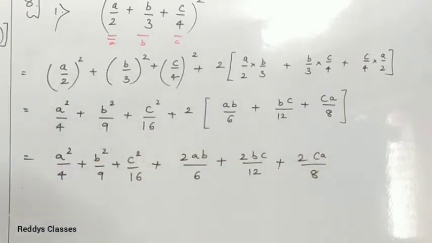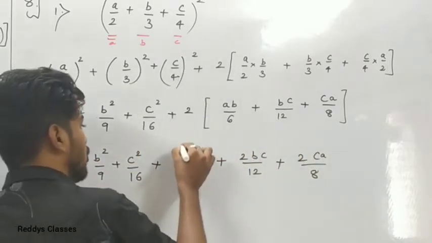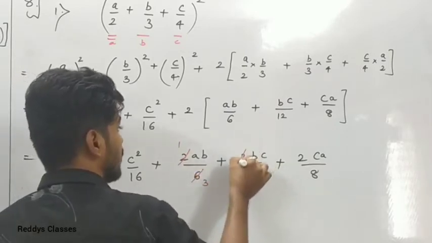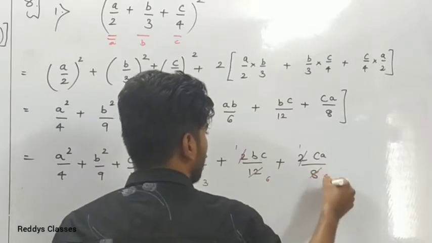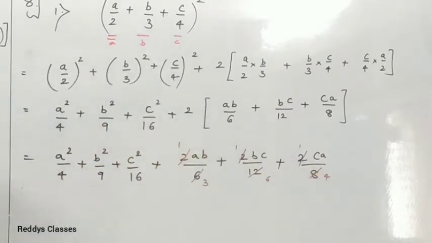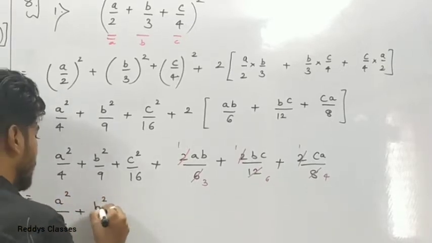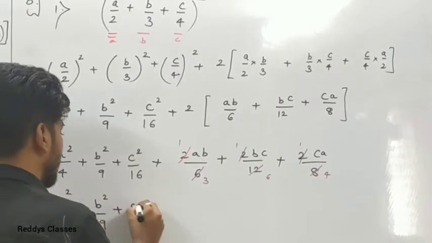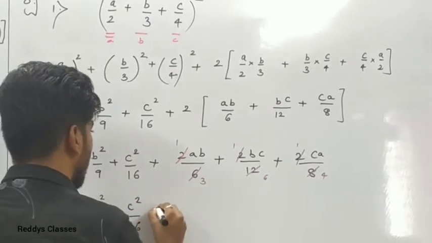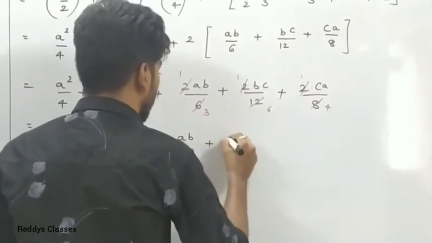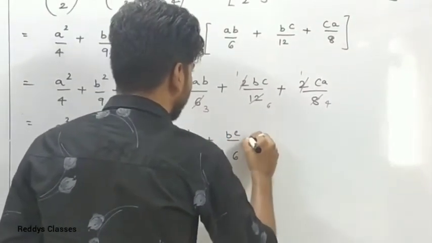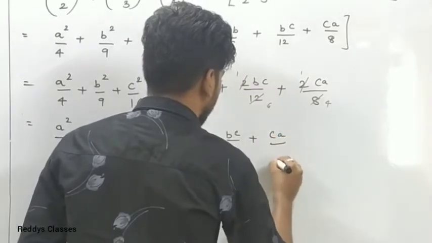Now what is going to happen here is 2 1s are 2, 2 3s are 6, 2 1s are 2, 2 6s are 12, 2 1s are 2, 2 4s are 8. See, you can divide these terms. Okay, so what I get here: a square upon 4 plus b square upon 9 plus c square upon 16 plus ab upon 3 plus bc upon 6 plus ca upon 4.